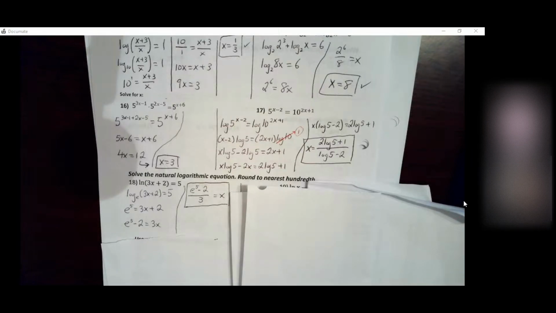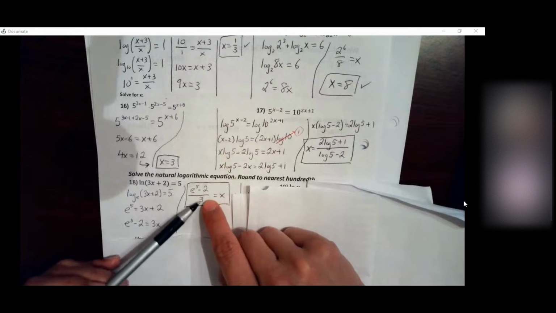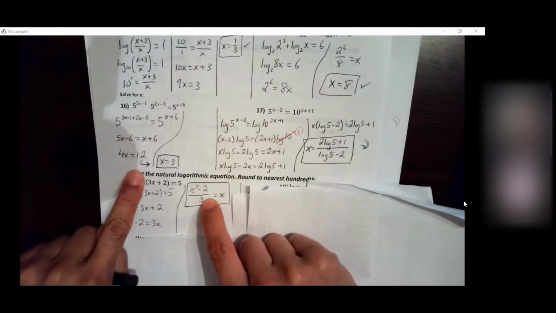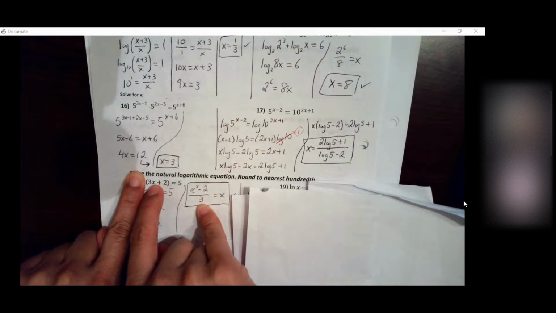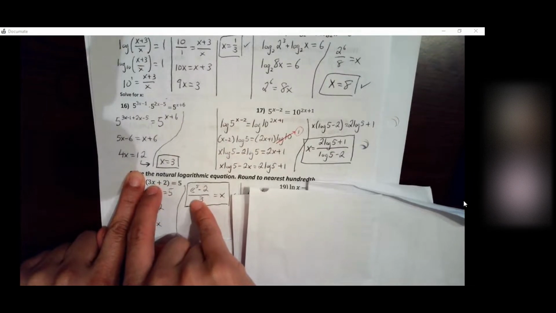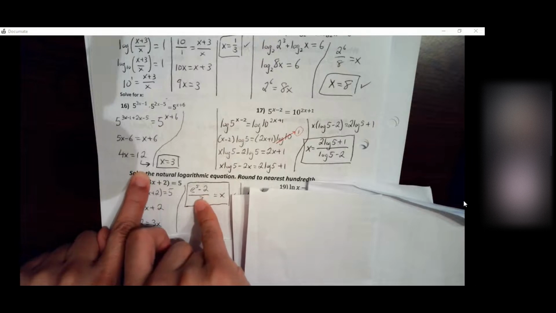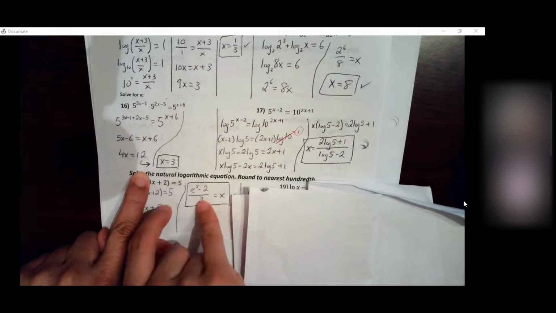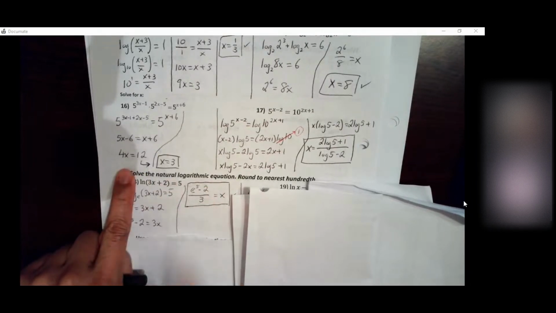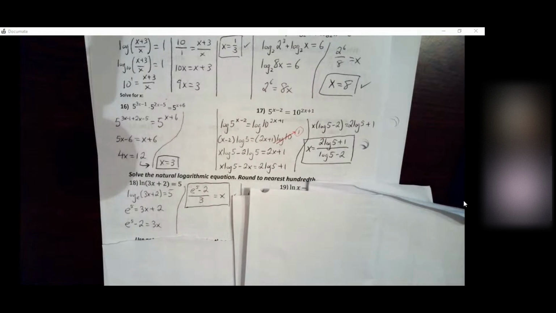This we do need to check for extraneous solutions. But if we imagine ourselves inserting this into the parentheses, the 3's will cancel out. I'm just left with e to the 5th minus 2. The positive 2 and negative 2 cancel out. I'm just left with e to the 5th, so we're safe. No issues with negatives.